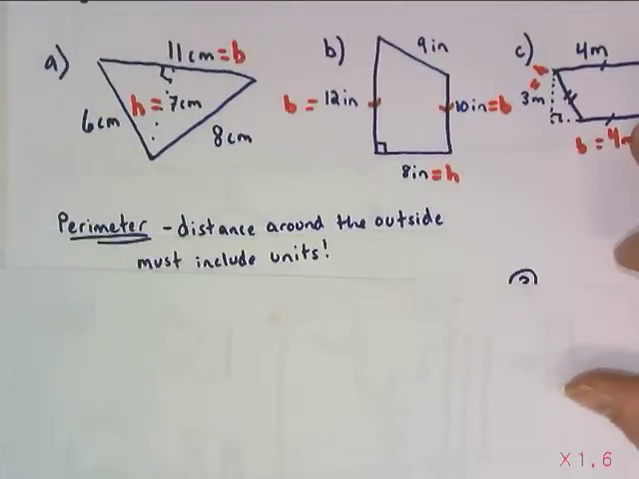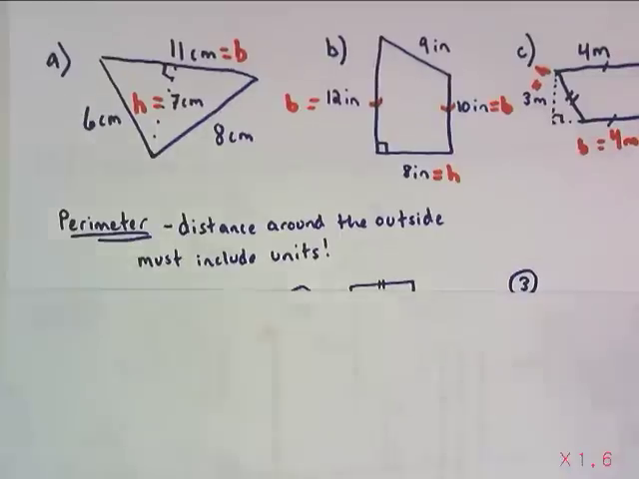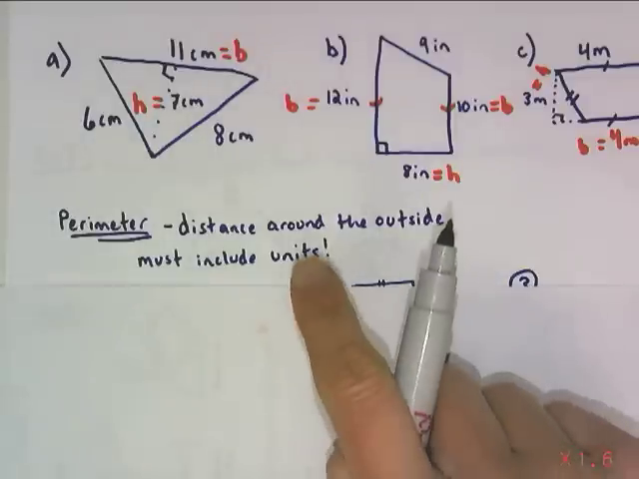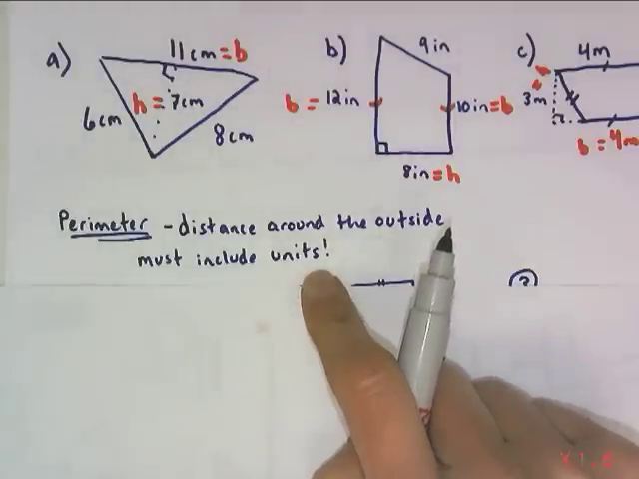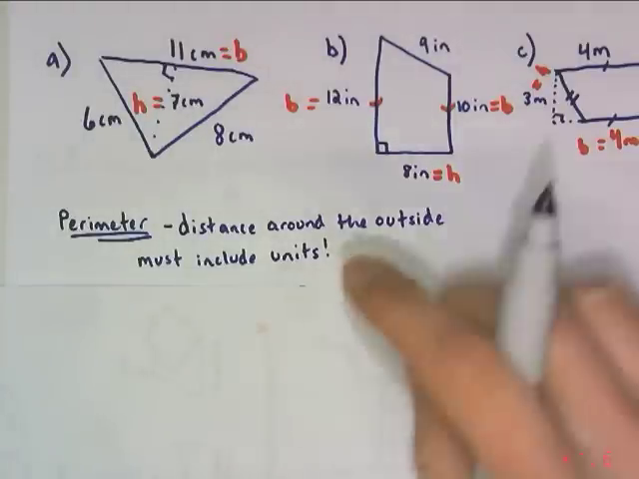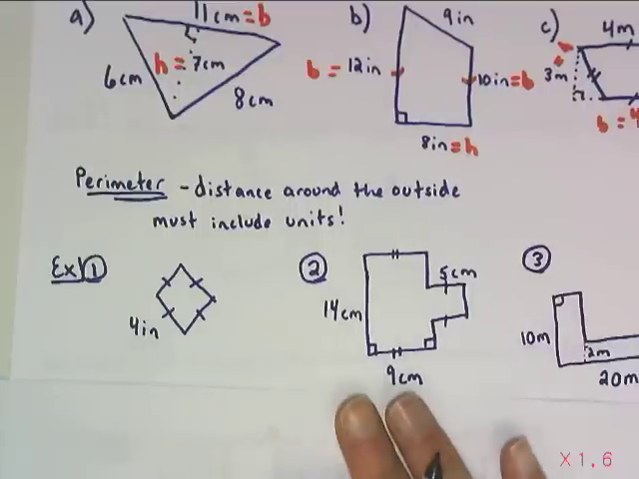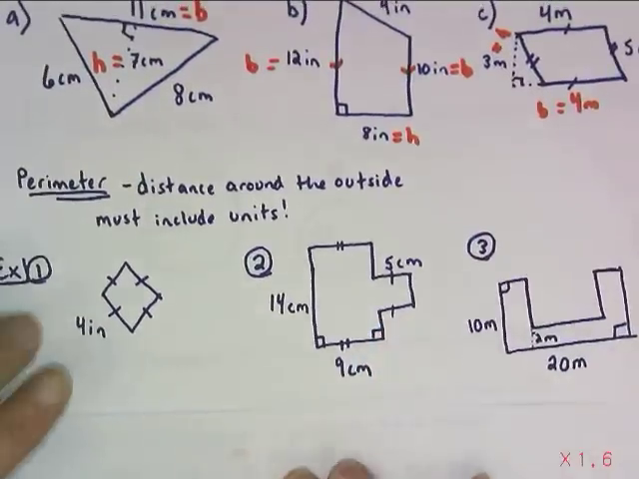Okay? And as a brief review, we know that perimeter means around, so if you add up all of the segments on the outside of a figure, we can calculate the perimeter. And perimeter is one-dimensional, and you have to have units even if it's that generic unit. Okay? So for these 3 examples, you can copy it down and we'll do them together.